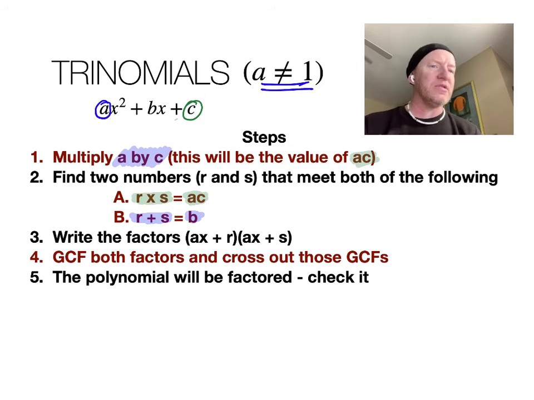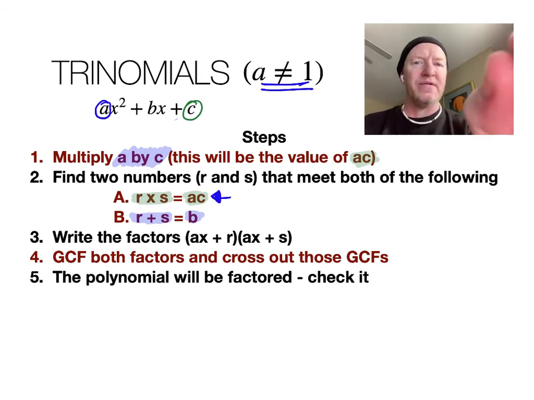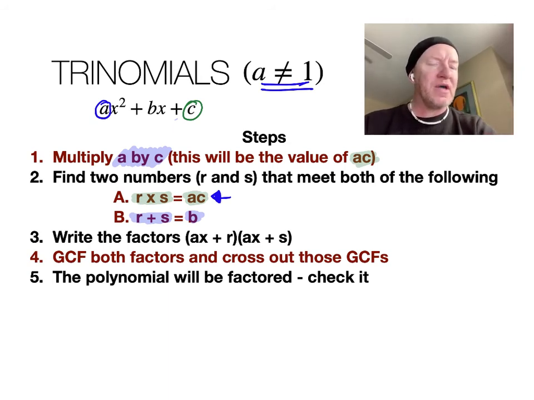So it's just like yesterday with this one extra little step, where instead of just saying we've got to find a product that gives us c, now we have to find a product that gives us ac. And so you're going to go through that process, and then you're going to be able to write the factors. But look at the way we write the factors now. Instead of just x plus r, x plus s, we write ax plus r and ax plus s. And our a value, of course, is that number out front.